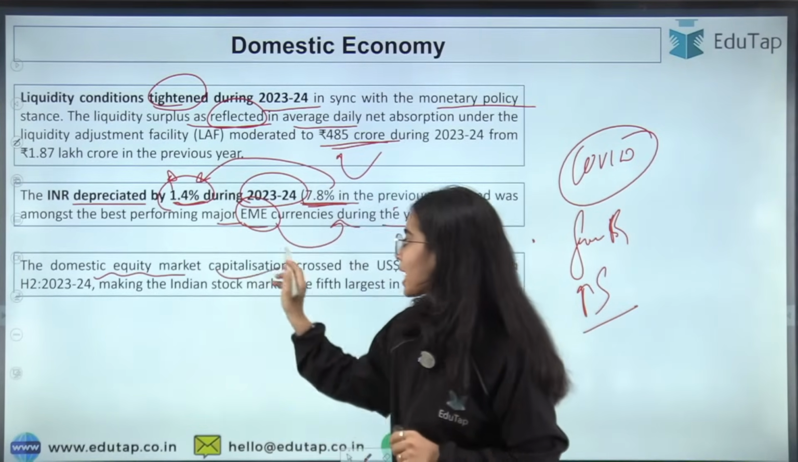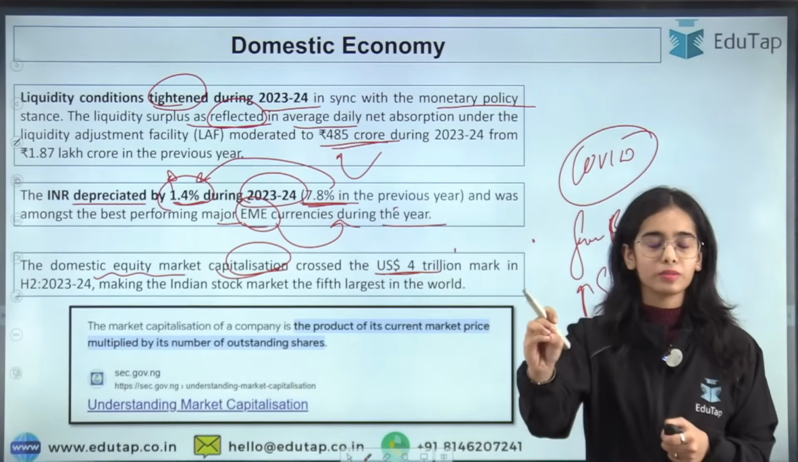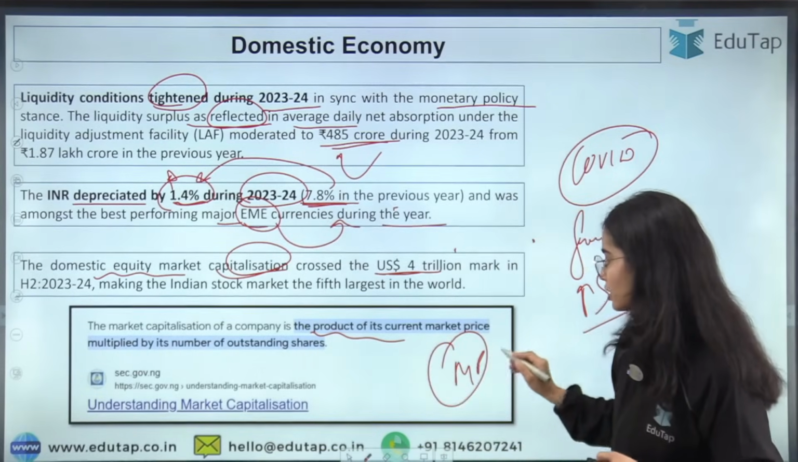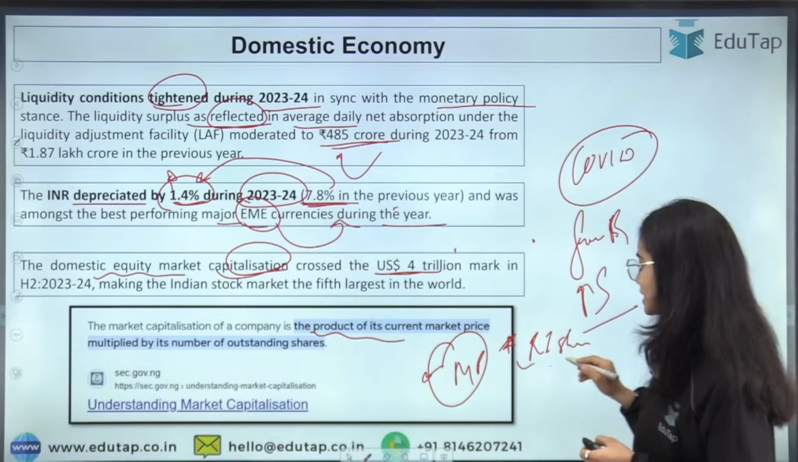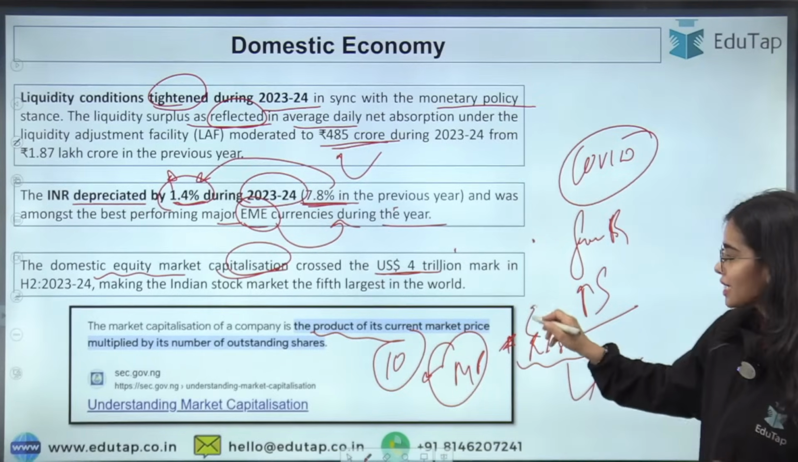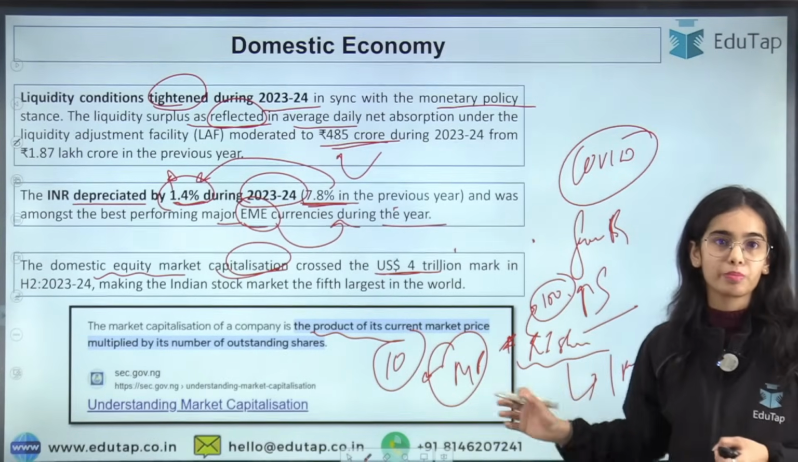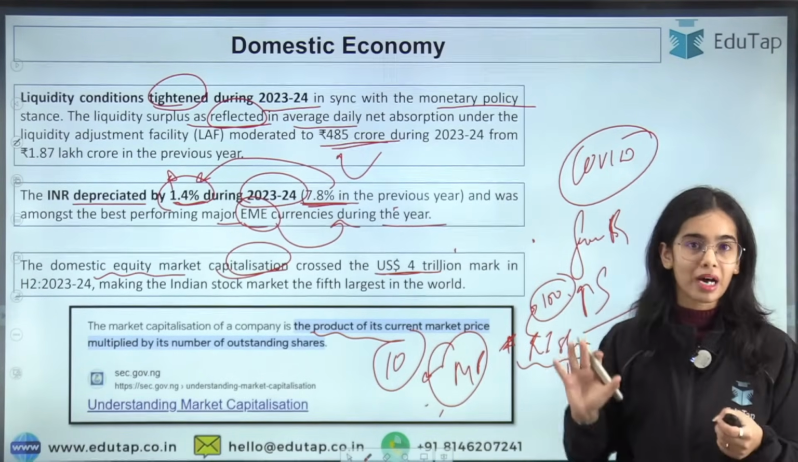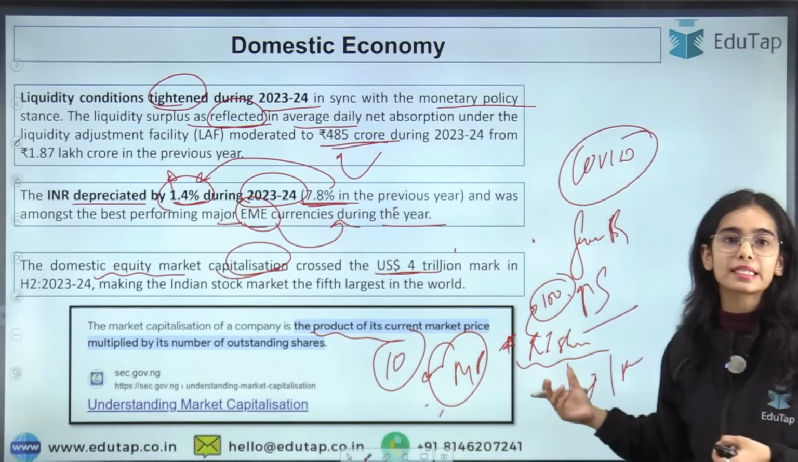So domestic equity market capitalization crossed the US $4 trillion mark. That is also good. First of all, market capitalization means the market price multiplied by the number of shares. Let's say one share of Reliance Industry is priced at 10 rupees, and Reliance Industry has in total 100 shares. So the market capitalization of Reliance Industry will be 1000 rupees, because the market price of one share is 10 rupees and in total there are 100 shares in the market. So the market value of Reliance Industry is 1000 rupees.